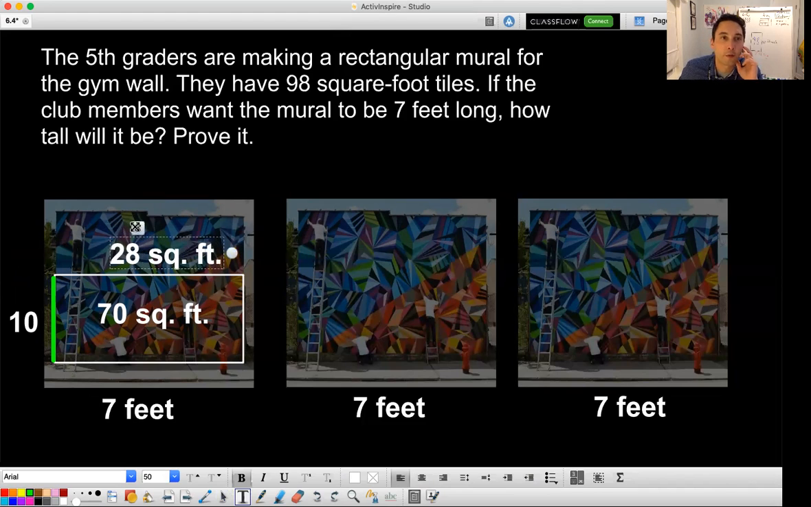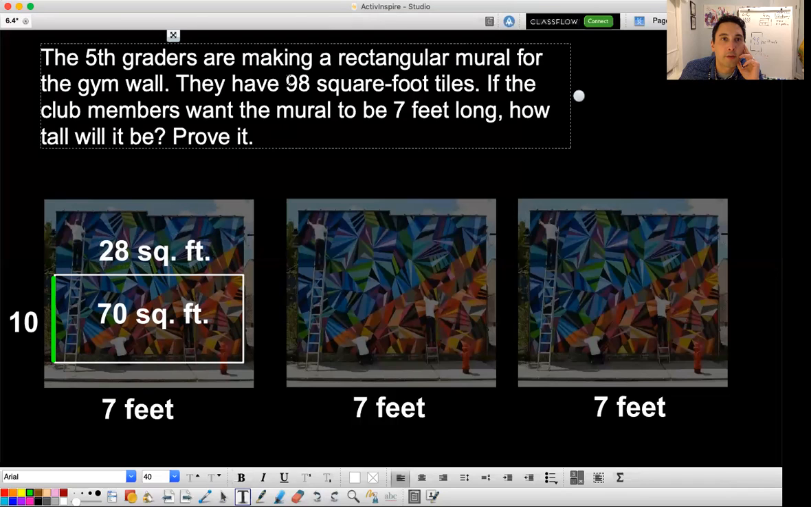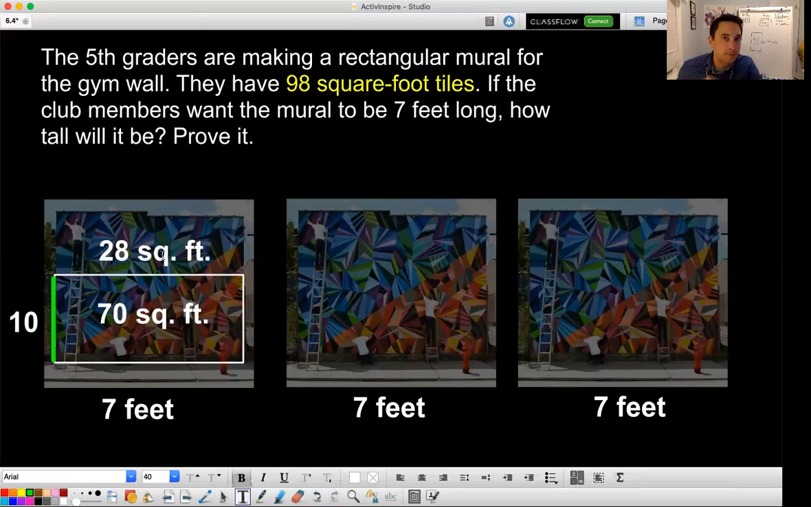So let me just show what I mean by that. We have 98 square feet total. This is the area. This is the number of X's in the array. We figured out this here would be 70 squares. And then we need to get to 98. So 70, 80, 90, 98.